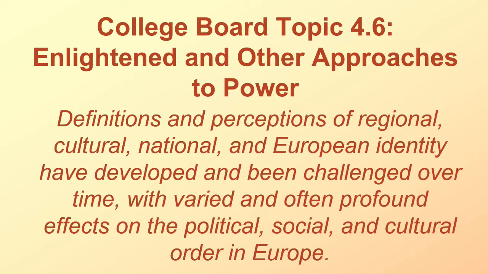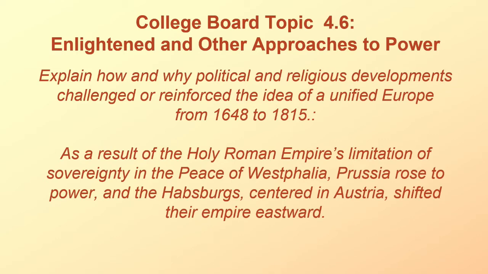Definitions and perceptions of regional, cultural, national, and European identity have developed and have been challenged over time with varied and often profound effects on the political, social, and cultural order in Europe. I think they're talking about Poland here. Explain how and why political and religious developments challenged or reinforced the idea of a unified Europe from 1648 to 1815. As a result of the Holy Roman Empire's limitation of sovereignty in the Peace of Westphalia, Prussia rose to power, and the Habsburgs, centered in Austria, shifted their power eastward. And we've heard about this before.